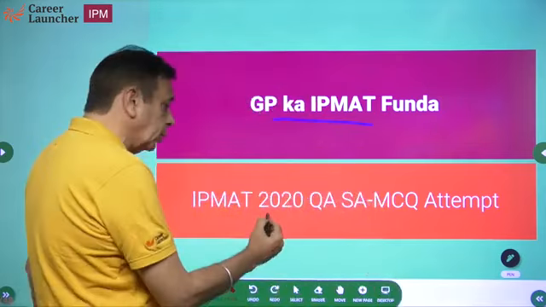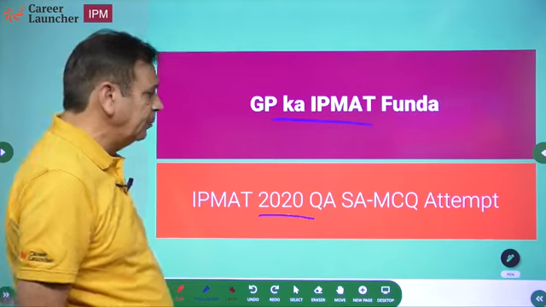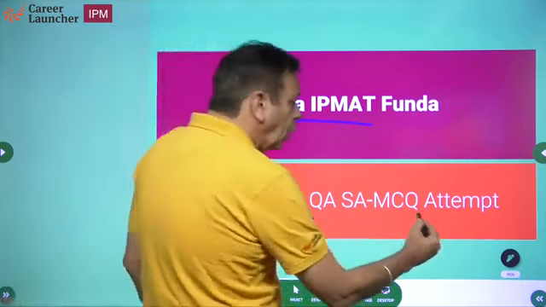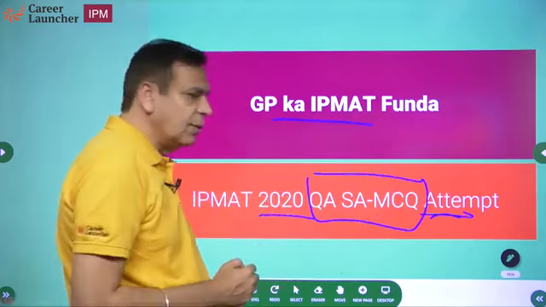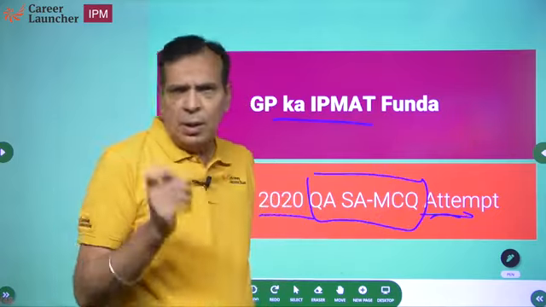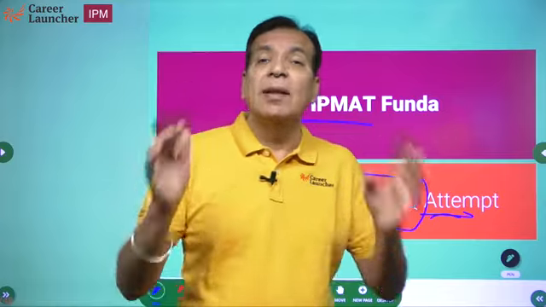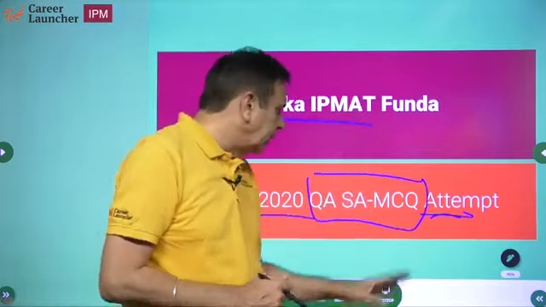Today our focus is going to be IPMAT 2020, and here we look at how to attempt the paper, the QA section, especially the essay, which is short answer, as well as MCQ. Because if you remember, in my earlier session I said very clearly, and if you look at the cutoffs also, पूरा paper attempt करने की जरूरत नहीं है. All you need to do is attempt the easy ones, and this is what I'll show in the 2020 paper.